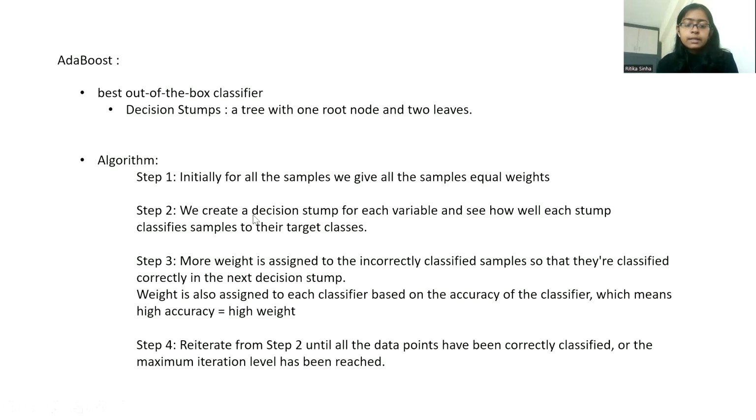Step 2. We create a decision stump for each variable and see how well each stump classifies samples to their target classes. We look at how many samples are correctly or incorrectly classified. Step 3. More weight is assigned to the incorrectly classified samples so that they are classified correctly in the next decision stump. Weight is also assigned to each classifier based on the accuracy of the classifier, which means that high accuracy equals high weight. Step 4. We reiterate from step 2 until all the data points have been correctly classified or the maximum iteration level has been reached.